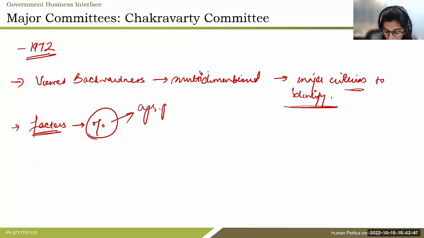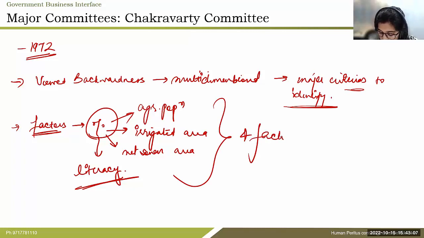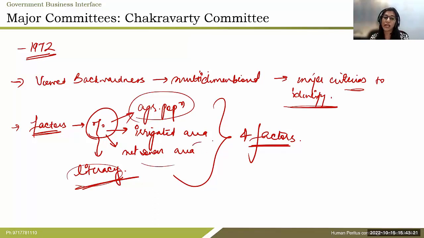What is the percentage of agricultural population there in the area? How much is the irrigated area available? How much is the net sown area? And literacy. So these were the basic factors. Specifically, these were the 4 major factors which were given by the Chakravarti Committee so that the government can decide. Do you remember we included this also and this also in the major criteria? So these were the committees which gave various criteria in that manner. All right. So this was about the Chakravarti Committee.